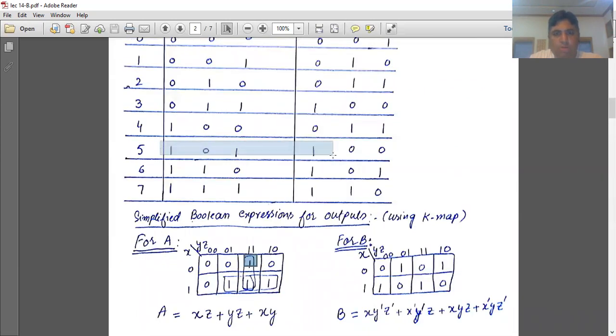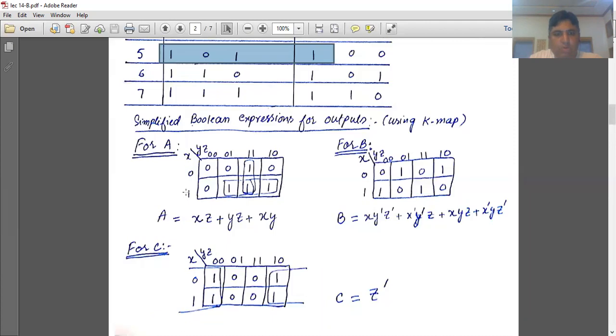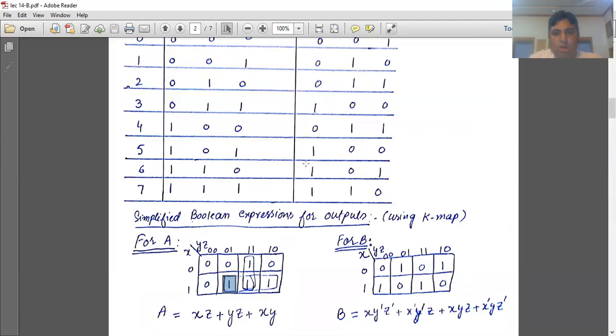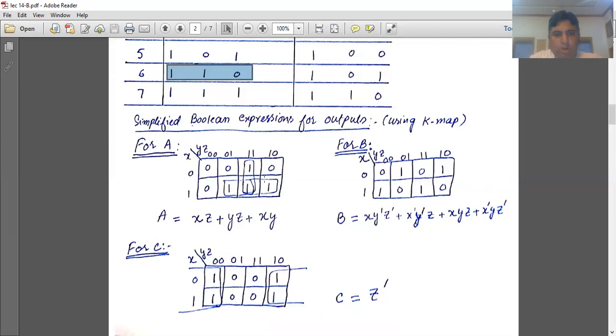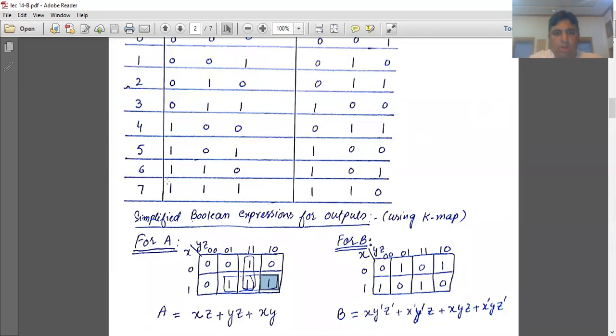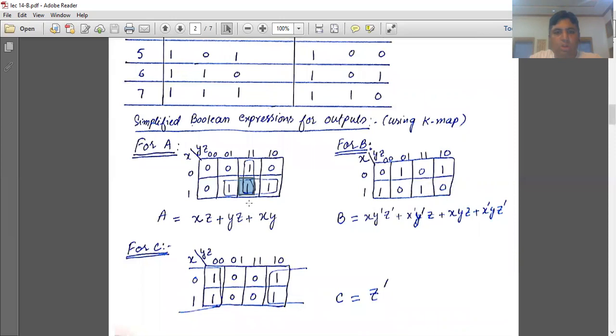Then this one, 1, 0, 1, this one. Then next one is this one, which is 1, 1, 0, this one. And the last one is for triple one, this one. So this K-map has three groups of ones. One group is this, other group is this, and third group is this. So taking these three groups, you get the equation xz, yz, and xy. Okay, this is the simplified Boolean expression for the output A.